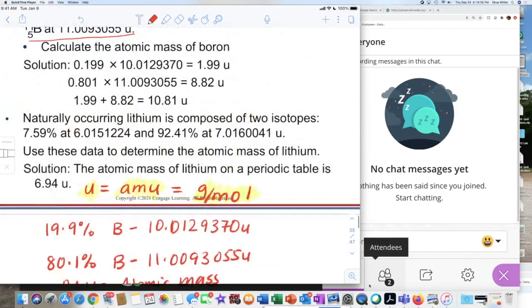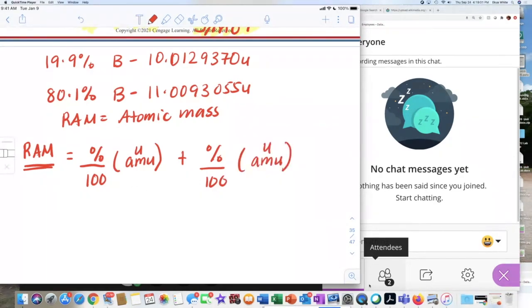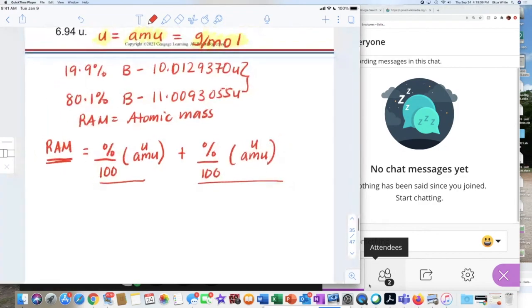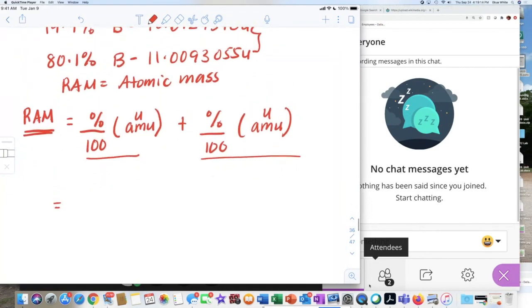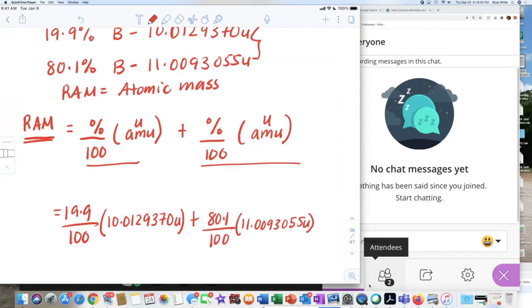So the atomic mass of boron, this is the formula: write the percent, divide by 100, multiplied by the AMU or the U, plus the percent, divide by 100, multiplied by the AMU or the U. You do one of these setups for every isotope you have. I only have two, so I'm going to write one for each. The top one was 19.9 divided by 100, open parentheses, 10.012937 U. It's a long number. Then 80.1 divided by 100, open parentheses, 11.009305 U. Kind of reminds me of somebody's phone, right? So I follow the format.